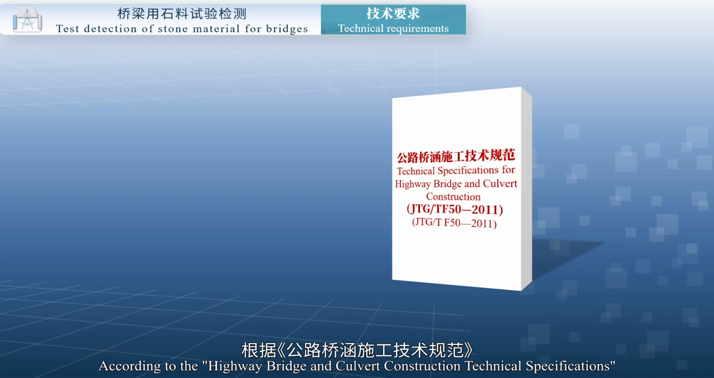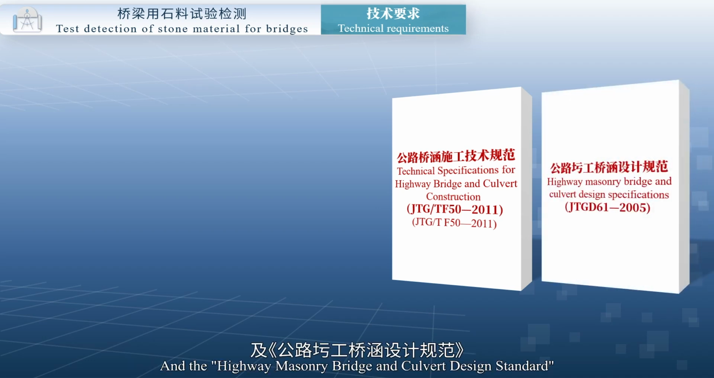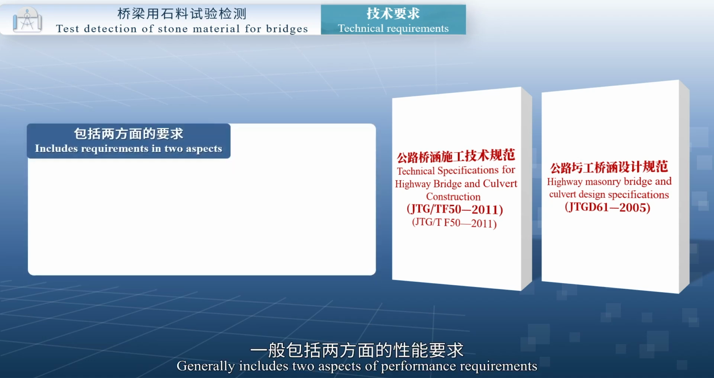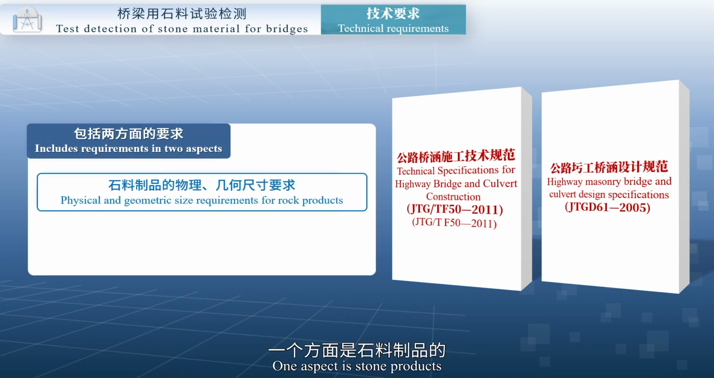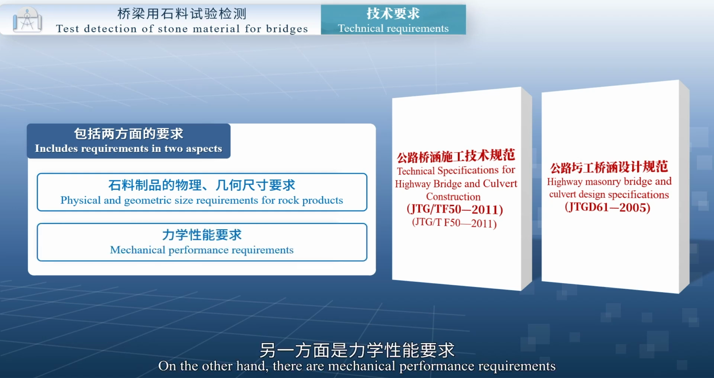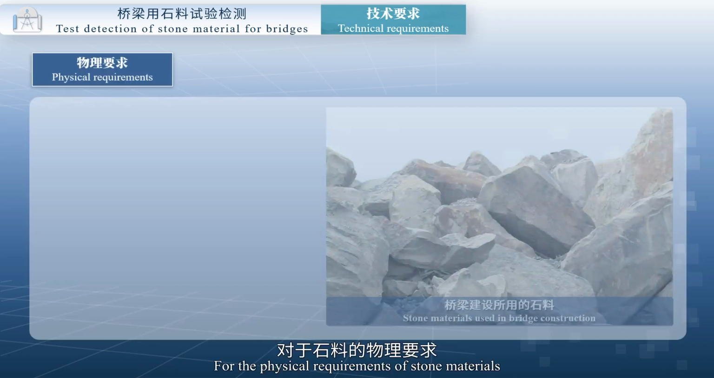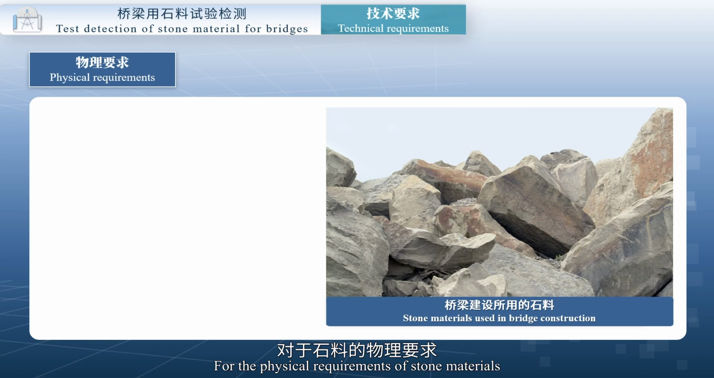According to the Highway Bridge and Culvert Construction Technical Specifications and the Highway Masonry Bridge and Culvert Design Standard, stone materials used in structures generally have two aspects of performance requirements. One aspect is physical and geometric size requirements for stone products. On the other hand, there are mechanical performance requirements. First, let's learn about the physical requirements of stone materials.